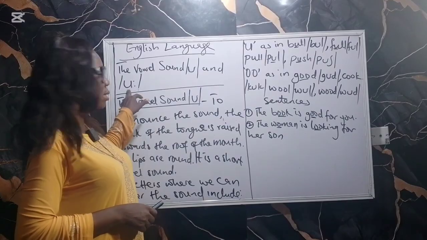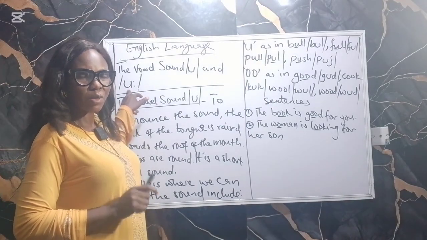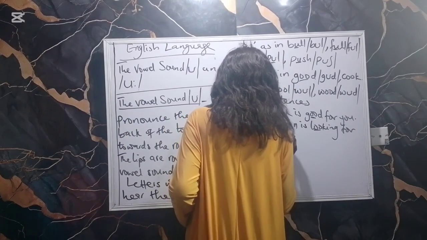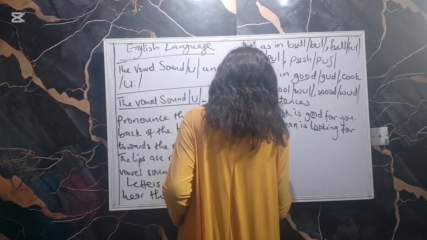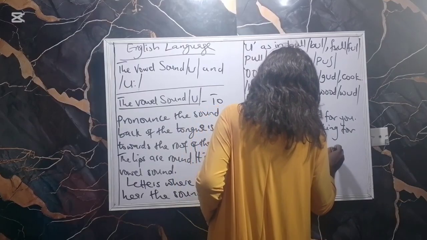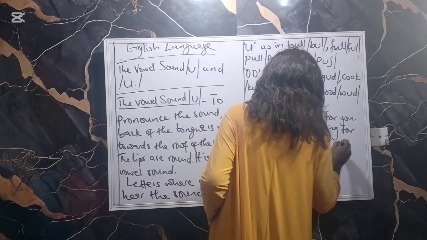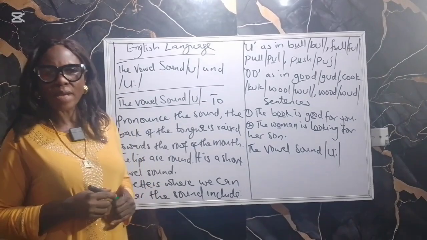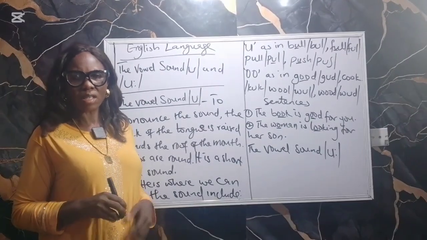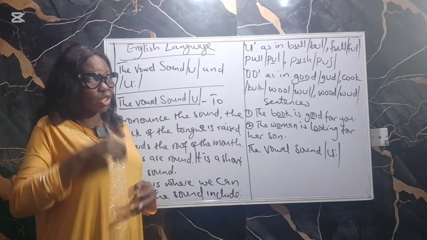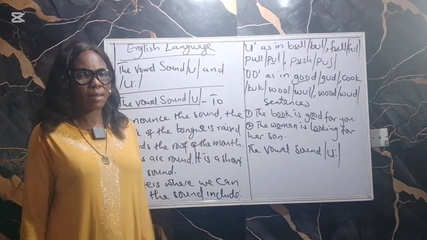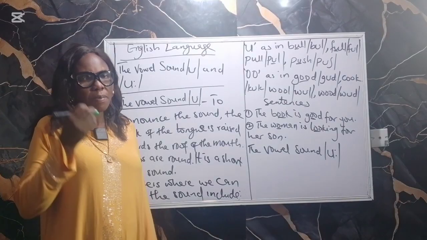Let's go to the second sound, U. Remember it's pronounced U. Okay. Now how do we pronounce this U? To pronounce it, the tongue is raised. The back of the tongue is raised towards the upper teeth.